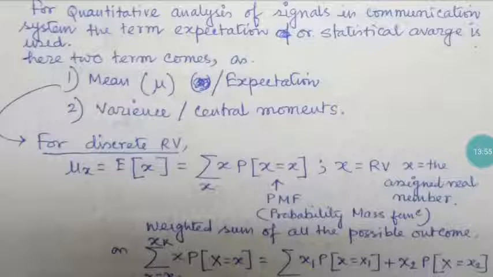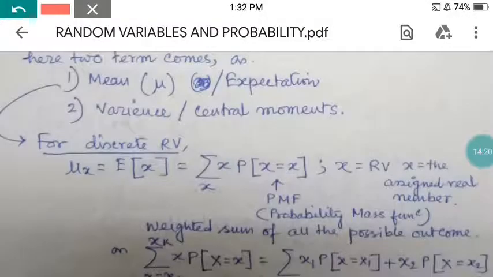It can be written as the sum of x times p of X equals x. Here p of capital X equals small x is a PMF, a probability mass function for discrete random variables. So I should write x times p of x, meaning p of x1, p of x2, like this, and taking the summation from x1 to xk. So obviously it is a weighted sum of all the possible outcomes. You can write it in this way.